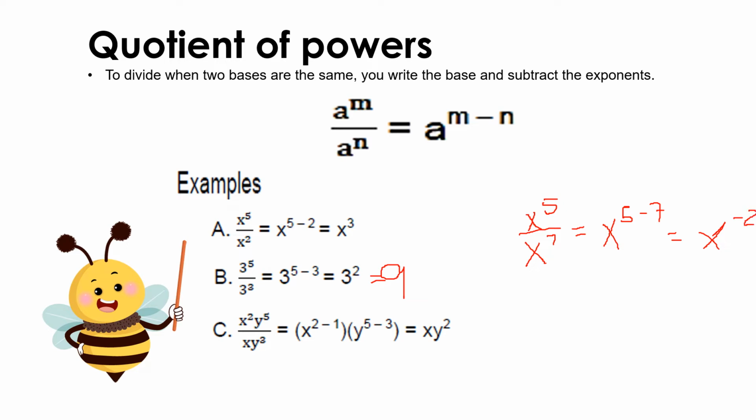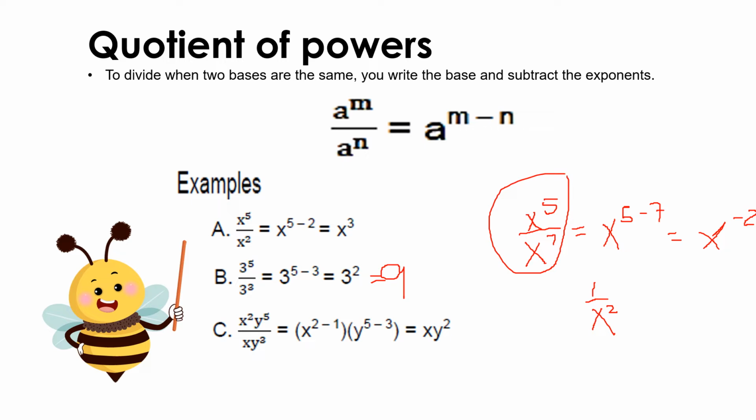And as I've said a while ago, we have a negative exponent rule. In the negative exponent rule, if you have a negative exponent, all you have to do to make the negative exponent positive is get the reciprocal of the base. So the reciprocal of x is 1 over x, right? So we have 1 over x raised to positive 2.